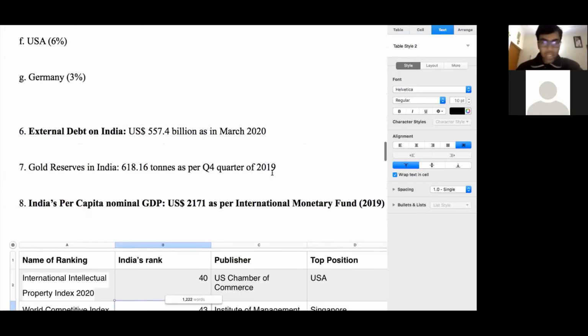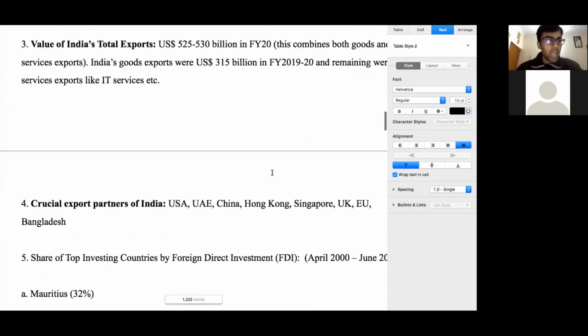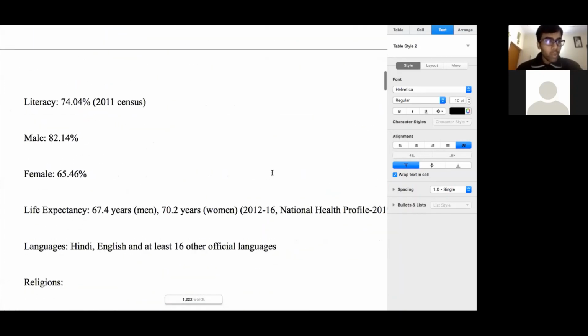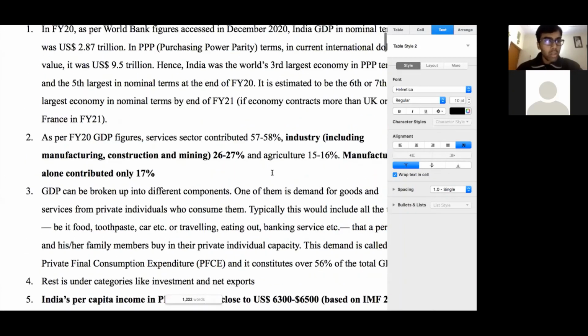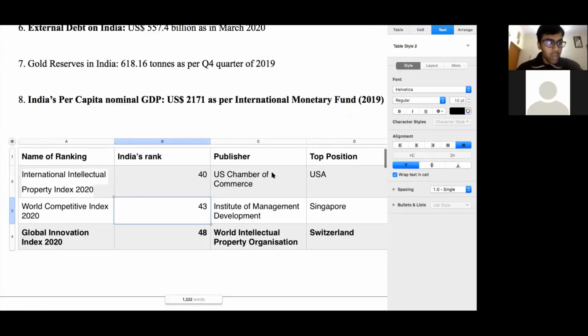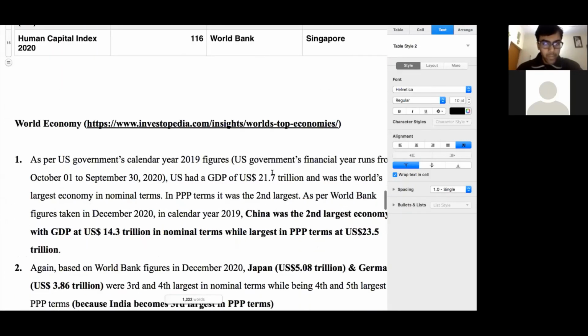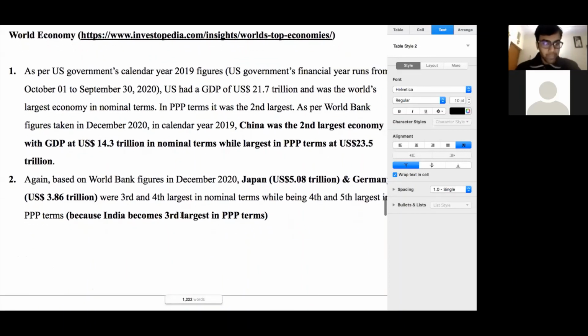So now one of you is asking, please explain point number 2, which is India became third in number. Okay, let me go back. India became third in number. Okay, which point are you asking? Oh, okay. I believe you're asking here.